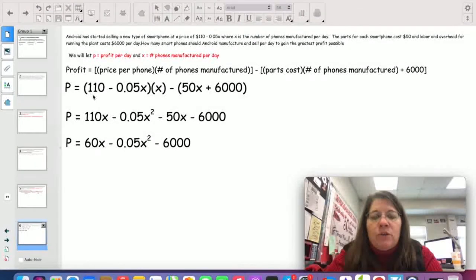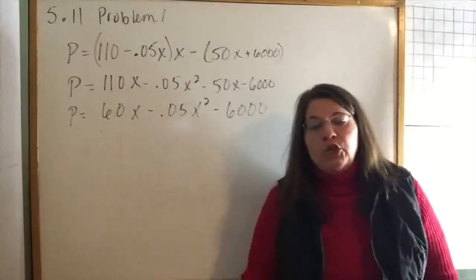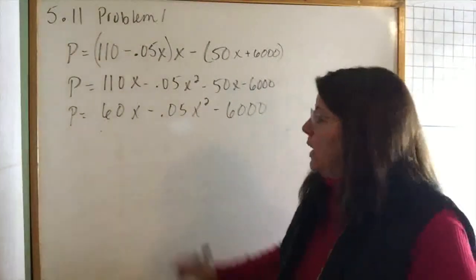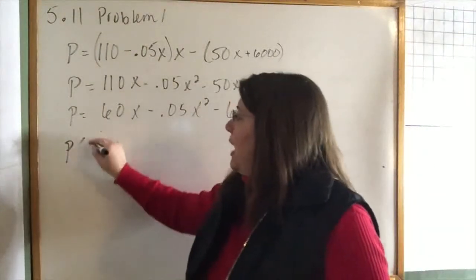And then if we just multiply these together, we'll end up with 110x minus 0.05x squared, and then distribute the minus sign. That's minus 50x minus 6,000. And then we add our like terms here to give us 60x minus 0.05x squared minus 6,000. To maximize my profit, I do need to take the derivative of this equation. So I'm going to find P prime.